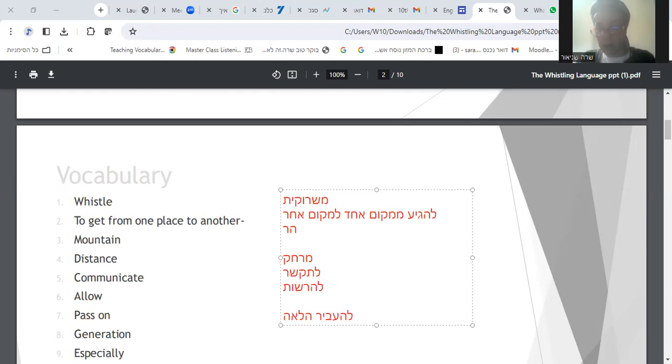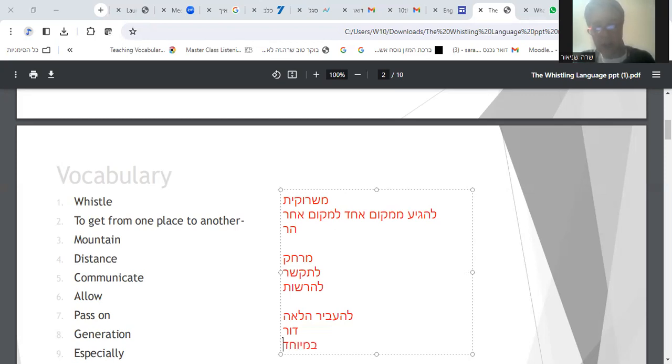Okay. The next word we have is generation. A generation is a דור. Okay, one generation, two generations. It's different than to generate, but generation means דור. The next word we have is especially. Especially means to, special is מיוחד, but especially is במיוחד.